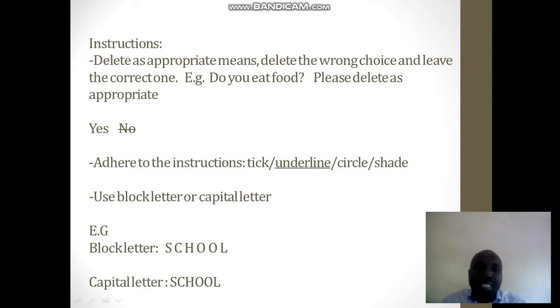Use block letters or capital letters. So when you're asked to use block letters or capital letters, make use of capital letters or block letters to complete the form. There is a slight difference between block letters and capital letters. For example, in this case, school. Block letters, S C H O O L, has a space between each of the letters. But when it comes to capital letters, there is no space between each letter. So that's the difference. Block letters, there are spaces between each of the letters. Capital letters, there are no spaces between the letters. So it's very much important that you understand the instructions and adhere to the instructions.